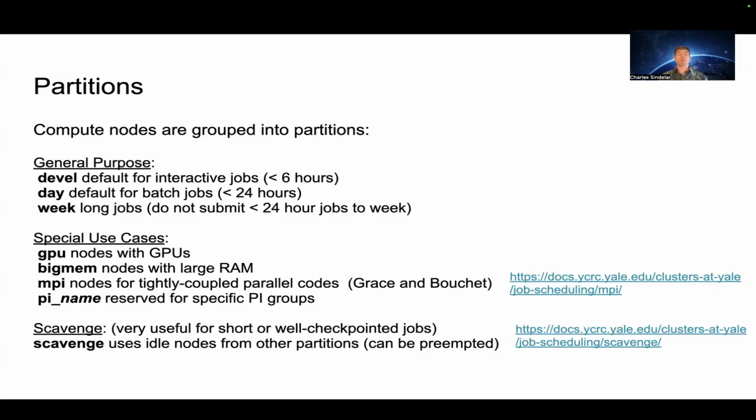For example, our upper limit of CPU cores per user is 10,000 cores on a given day for scavenge, whereas it's only 1,000 cores per day, for example, on the day partition.